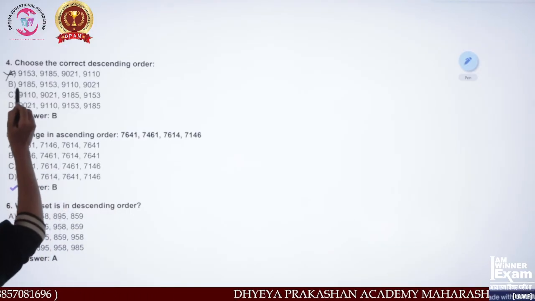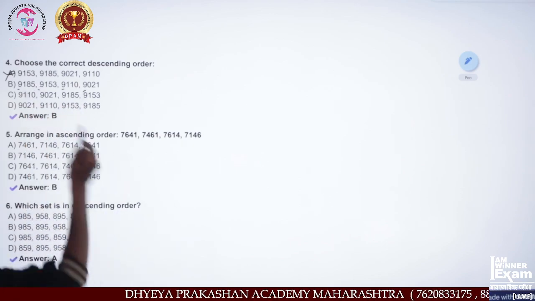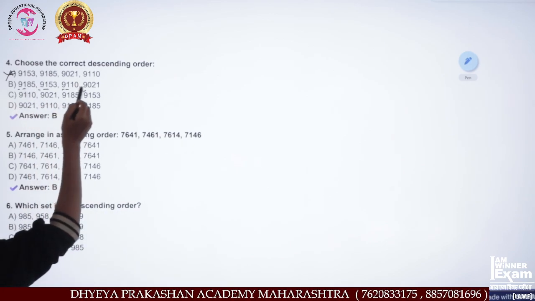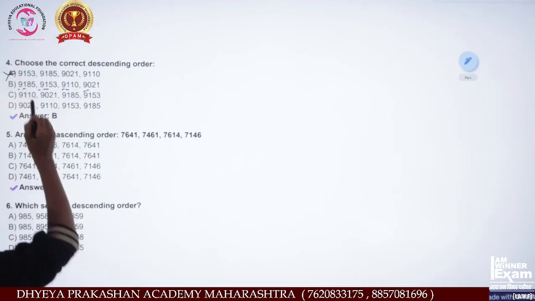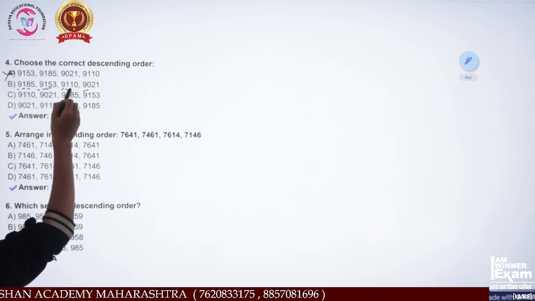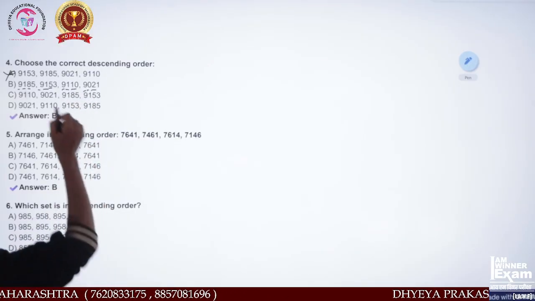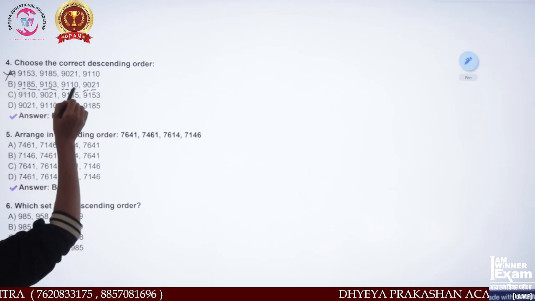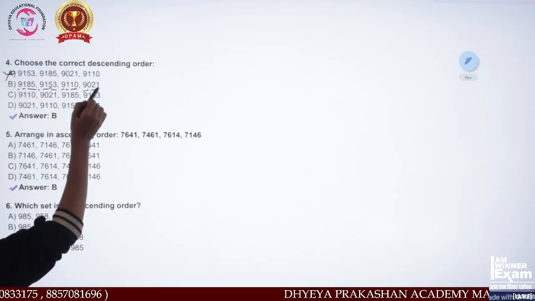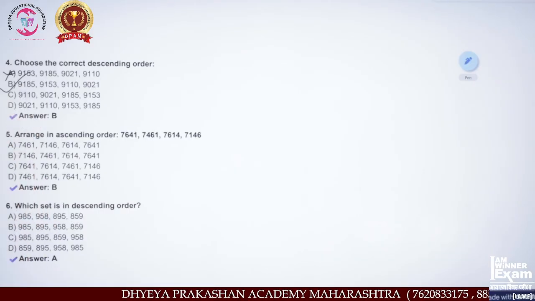Let's move on to option B. Start comparing from 9, the first digit, all are correct. Then move on to the next digit. Again, all are correct. Let's go to 8. 8, 5, 1, 2. Again, it is also correct. Let's move on to 5, 0, 1. These are correct. That means option B is the correct answer.